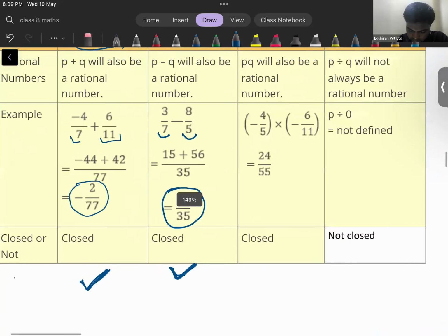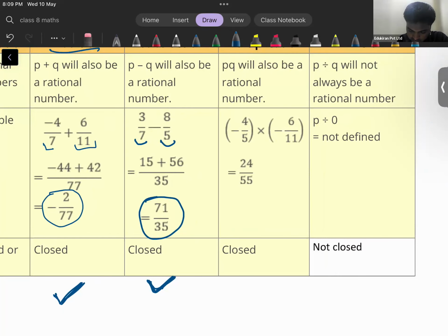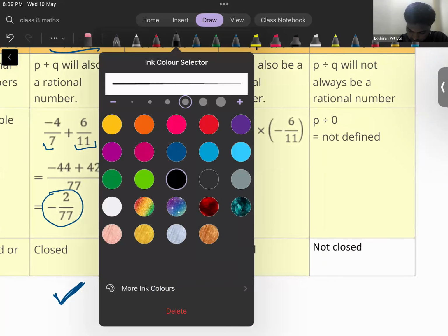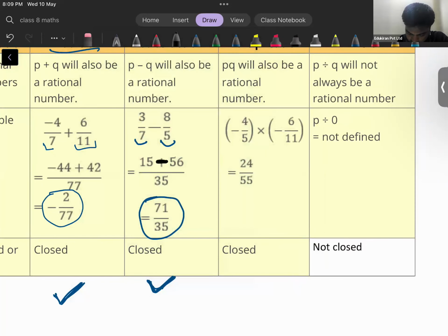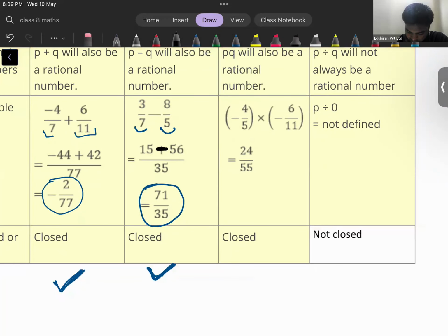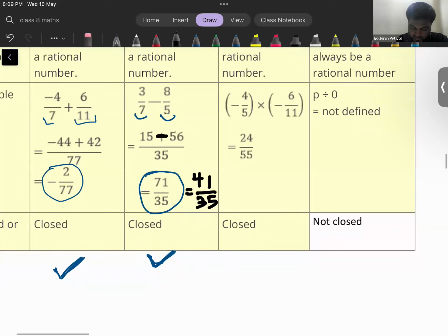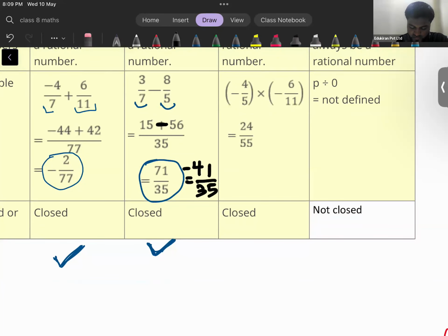Okay, that is actually a mistake here. That is not correct. So what will be the value? 15 minus 56 upon 35. That will give you, yes, Ifra? 45/35. How come? It will give you 41 by 35. And the value has to be negative, minus 41 upon 35.